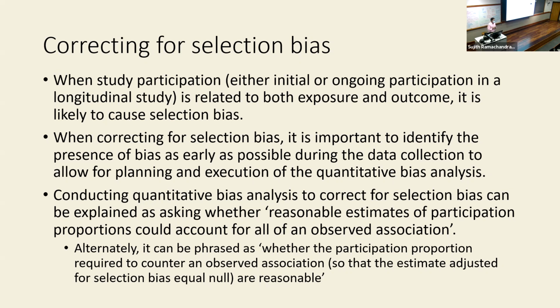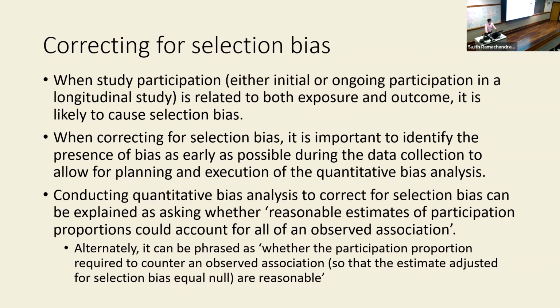When correcting selection bias, it is important to identify that you have selection bias as early as possible. Conducting quantitative bias analysis to correct for selection bias when you have not identified that earlier is actually much less accurate and much less effective than if you had identified it ahead of time. So if you know that you're going to have low response rates for your study, or if you know that your study population is going to be different from the actual source population for whatever reason, predicting that ahead of time and then planning for it will help you do a better quantitative bias analysis than if you did not.